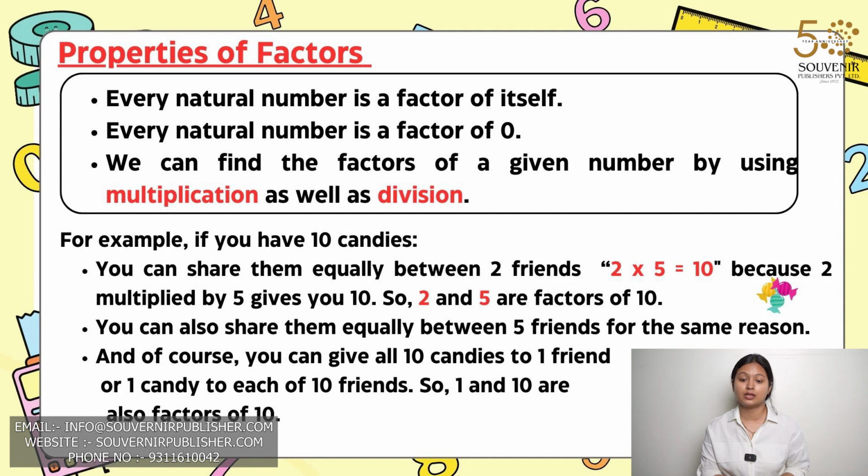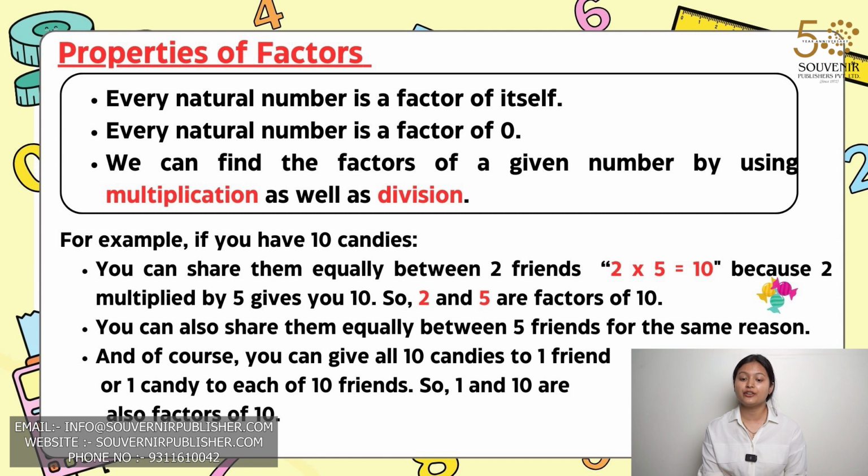Properties of factors. Every natural number is a factor of itself. Second, every natural number is a factor of 0. Third, we can find the factors of a given number by using multiplication as well as division.